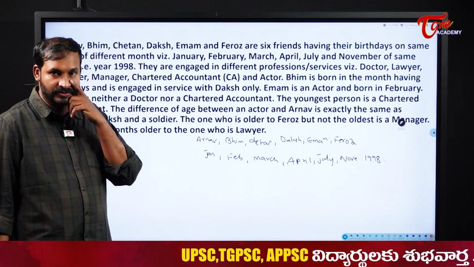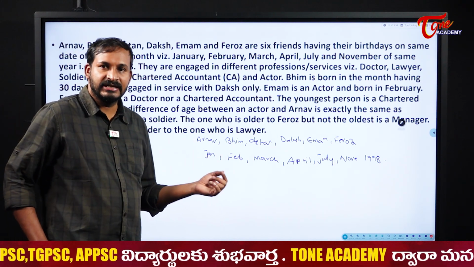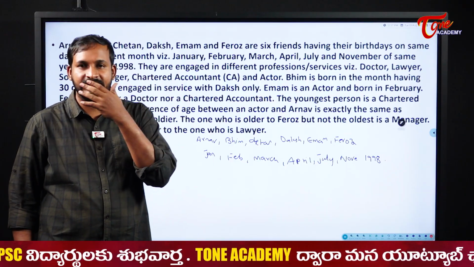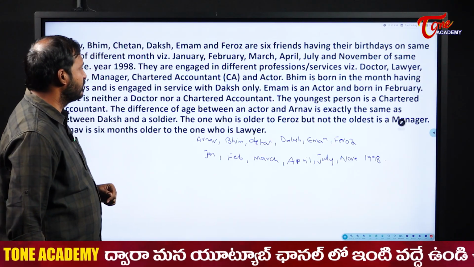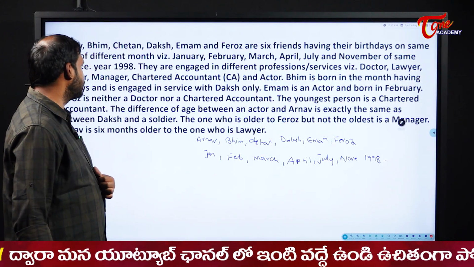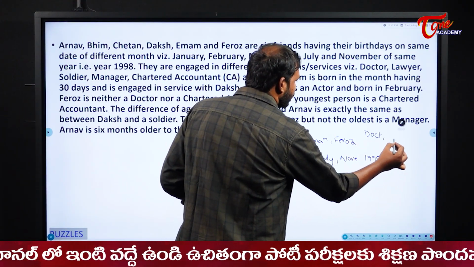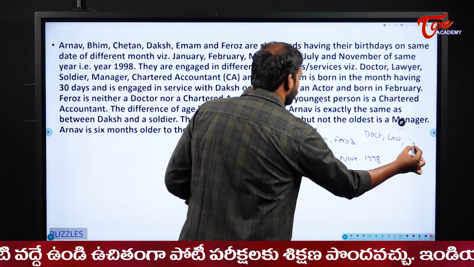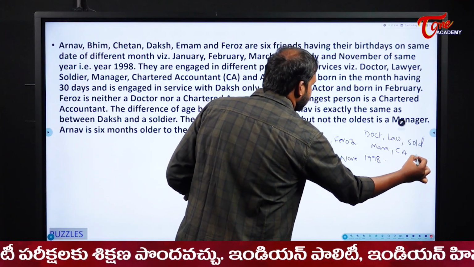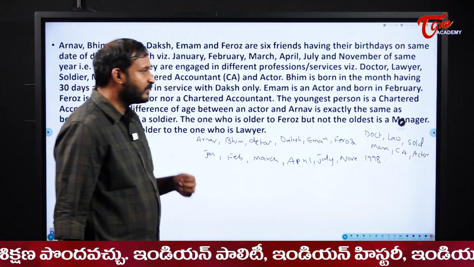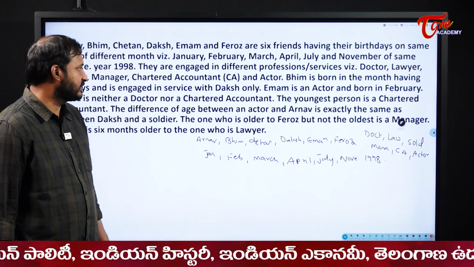The date is the same, students, right? So what will be my answer? My answer will be in 29, 30 and 31? No. Why? Because February contains only 28 days. Okay, keep that in your mind. And the different professions: doctor, lawyer, soldier, manager, chartered accountant and actor. These are the 6 professions which we have.